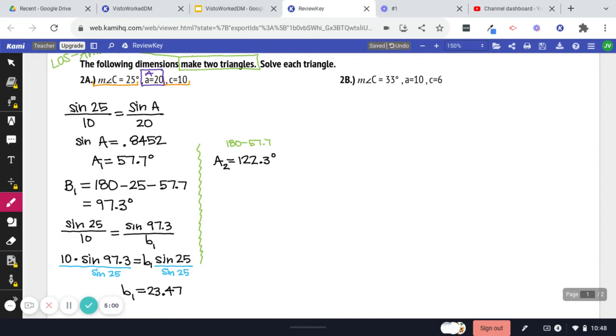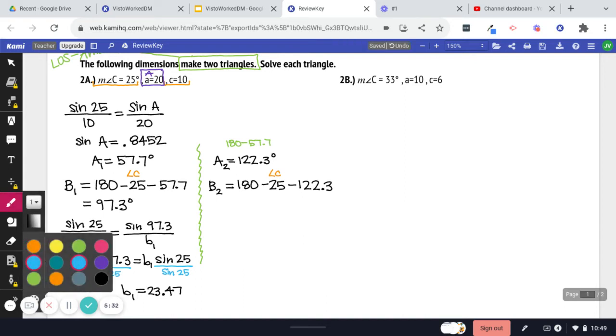The other version of the problem is when we had an obtuse angle for A, and we can keep going with this problem. So B2 will be 180 minus our 25-degree angle minus 122.3. So here we go. So we've got 180 degrees in every triangle. We've got a 25-degree angle. That was the C that was given to us in the very beginning of this problem, right? That's where this 25 is coming from. So that's angle C.